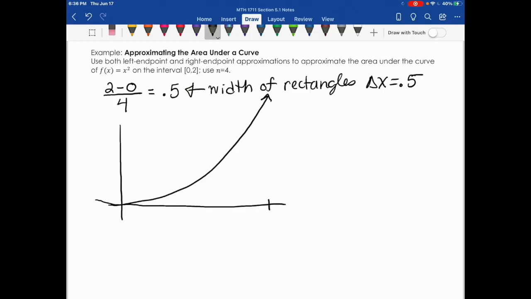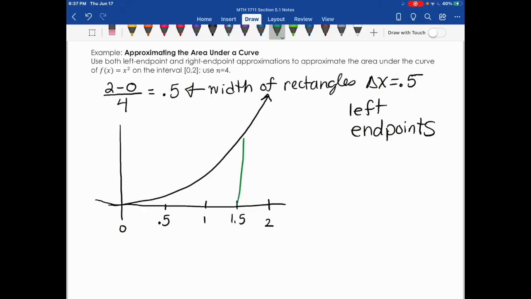So if we draw a sketch, x squared looks like this. And if we're looking from 0 to 2 on that interval, and we split it up into 4 subintervals with length of 0.5, here's what it's going to look like. Now, we're going to start off with left endpoint. So that means when I draw my rectangles, the left point is going to touch the curve and represent the height of the function.